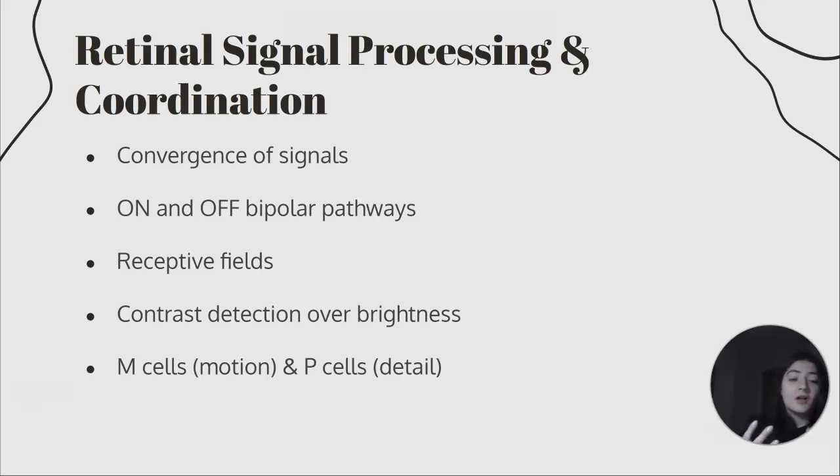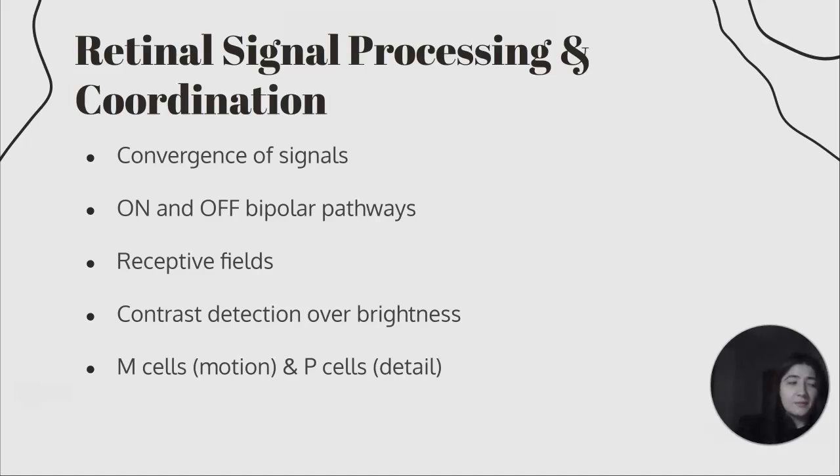These, what we call on and off bipolar cells, respond differently to light, allowing the same stimulus to generate multiple responses. Ganglion cells have receptive fields with a center-surround organization, meaning that they respond best to contrast rather than just uniform brightness.